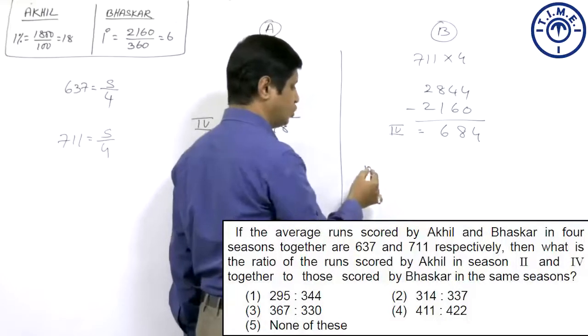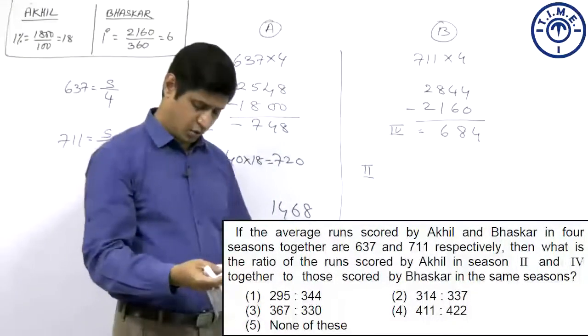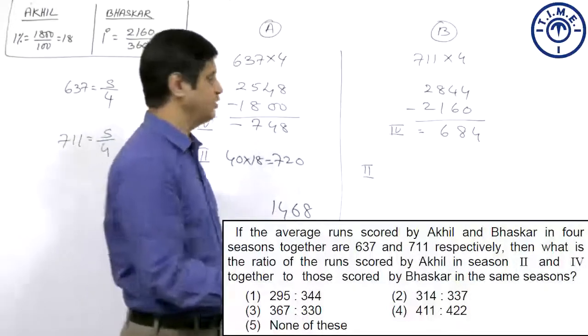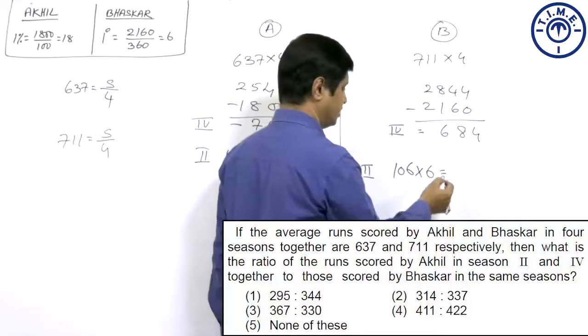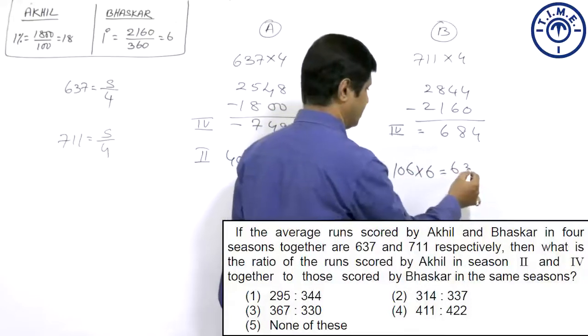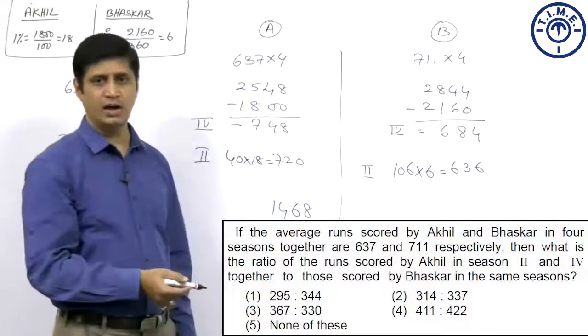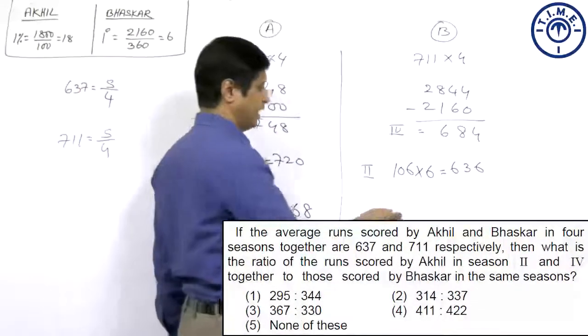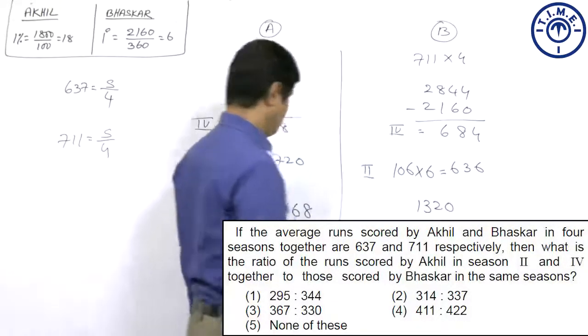Now, 684 is the score of Bhaskar in season 4. What about the season 2 value of Bhaskar? The season 2 value of Bhaskar is 106 degrees. 1 degree is equal to 6. So, 106 degrees means 106 into 6. The result is 636. The sum of these two values is season 2 and 4 of Bhaskar. By adding these two, we get 1320.